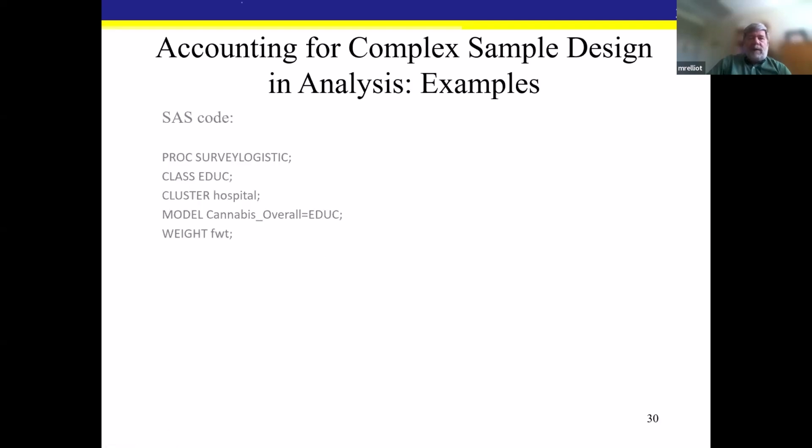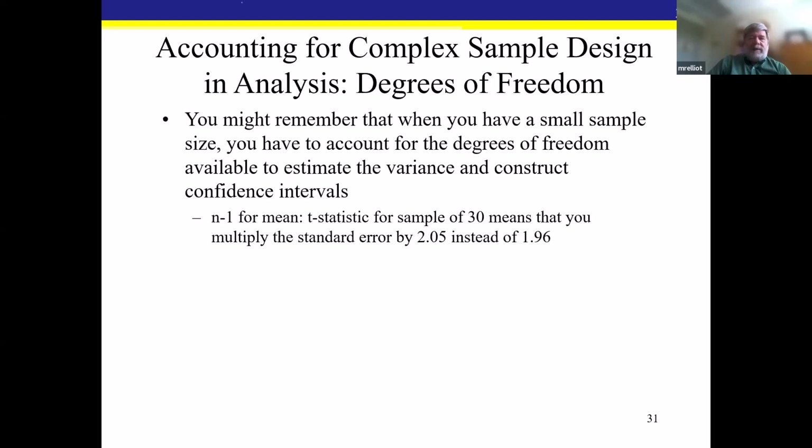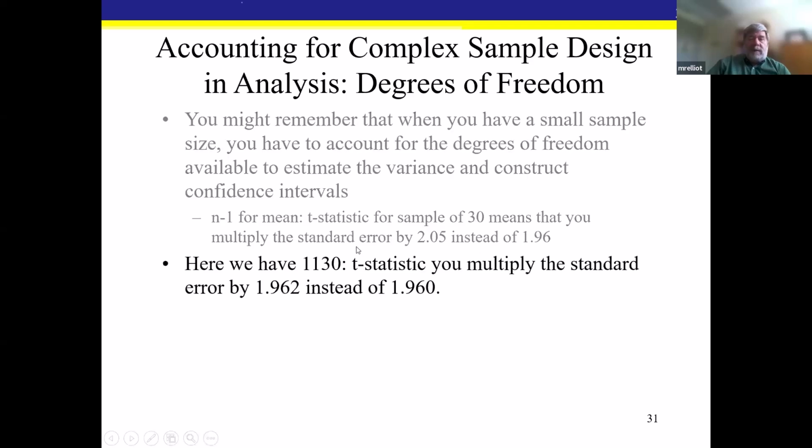Okay. So a little bit about this degrees of freedom issue, right? You might remember when you have a small sample size, you have to account for the degrees of freedom available to estimate the variance and construct confidence intervals. So for the mean, that's n minus one. So for a t statistic, you multiply the standard error by a t of 0.975 at 29 degrees of freedom, which gives you 2.05 instead of 1.96. So here we have 1130, so maybe for the t statistic you multiply by 1.962 instead of 1.960.